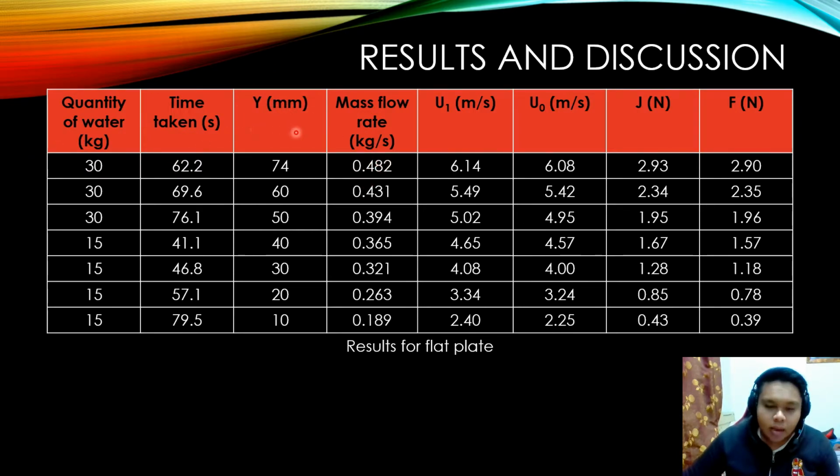And we can get the value of Y, which is the displacement of the weight jockey from its zero position, which is 74 millimeter, and we can use the information to calculate U1, U0, J and F. As we can see here, when the mass flow rate decreases, the values of J and F also decrease. Theoretically, the values of J and F should be the same because they are countering each other. But there are a few differences here because there are some errors happening in the experiment.